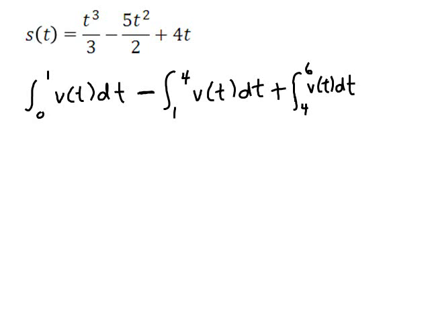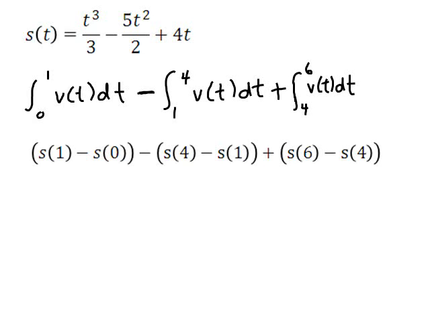From the beginning of this example, when we were finding displacement, we found an antiderivative of the velocity to be t to the third over 3 minus 5t squared over 2 plus 4t. Apply the net change theorem to each of these integrals and evaluate. The distance traveled will be 15 meters.